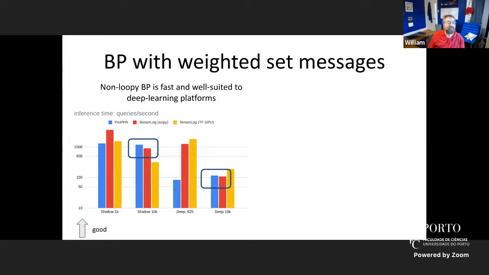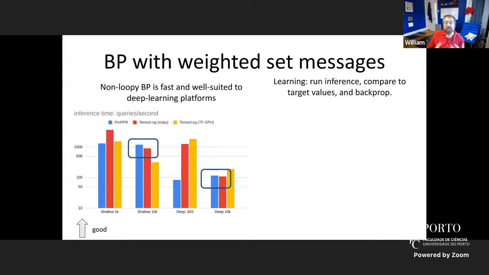So this is as fast or nearly as fast. Here we're looking at queries per second, so you want to have a high number. And it's often faster when you can use an accelerator, which is that orange line. But the beautiful thing about this, again, is it's also very easy to derive a learning algorithm.